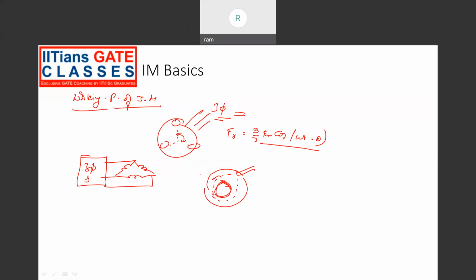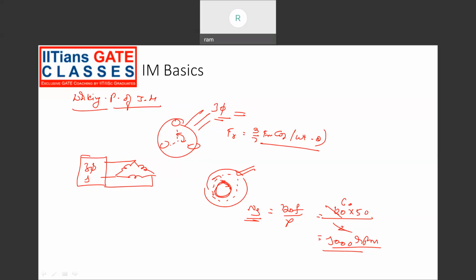Why? Generally the rotating magnetic field rotates at synchronous speed, Ns equal to 120f by P. Suppose if you take a 50 Hz supply and we have two poles, then we have 3000 RPM. So the rotating magnetic field is rotating at 3000 RPM. The conductor is placed inside the rotating magnetic field. This rotating magnetic field cuts the stationary rotor, because of which an EMF will be induced in the rotor. Due to this EMF, as the rotor is a closed path, there will be current, and this current will produce flux which opposes the main flux.